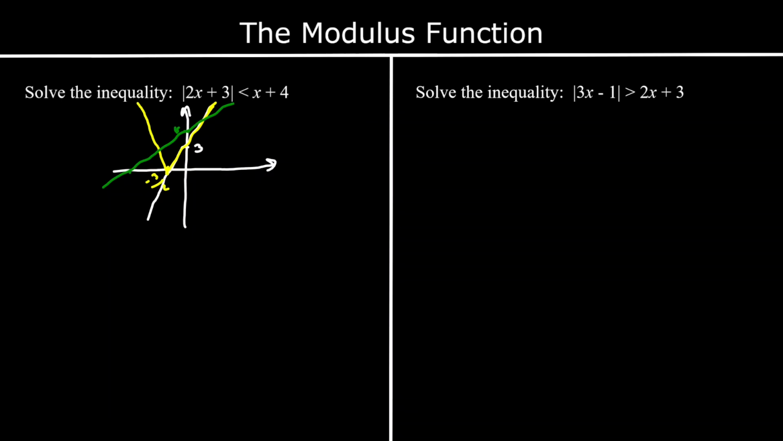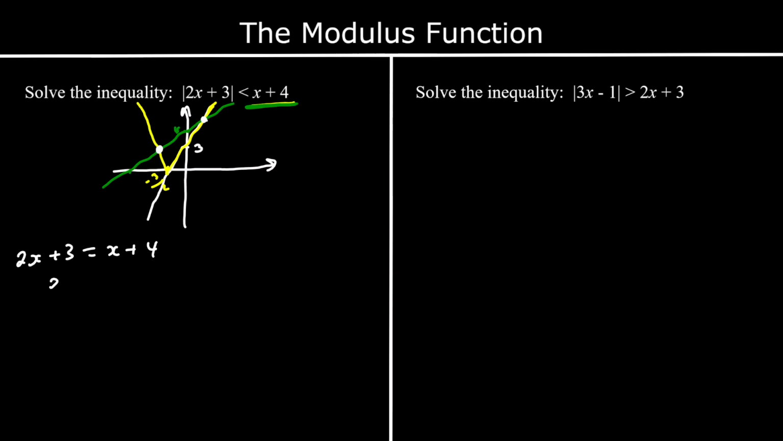So we want to know where the green line is bigger. So it's going to be in between the two solutions. So we're going to find these two solutions. And then in between the two solutions is going to be where our green line is bigger. So let's find out where the original line is equal to x plus 4. So 2x plus 3 equals x plus 4.